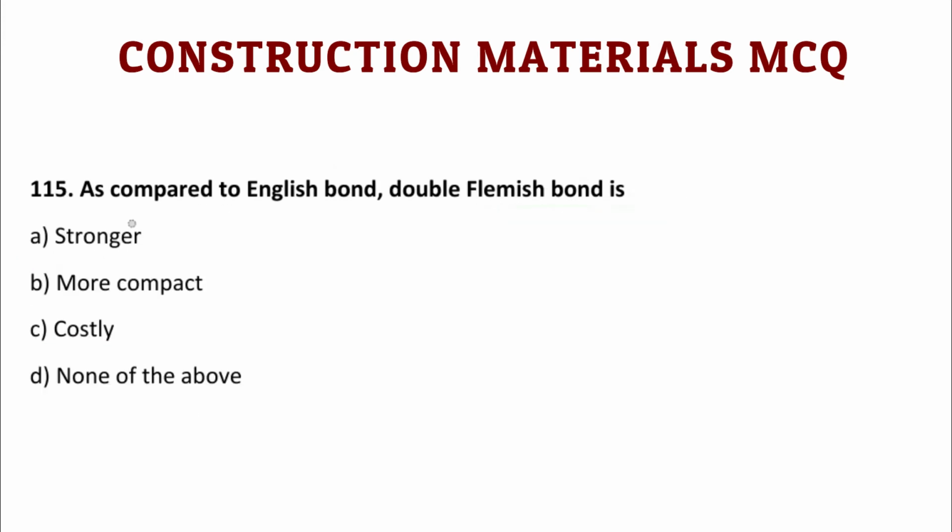So next question, as compared to the English bond, double Flemish bond is option A stronger, option B more compact, option C costly, option D none of the above. So the correct answer is option B more compact.